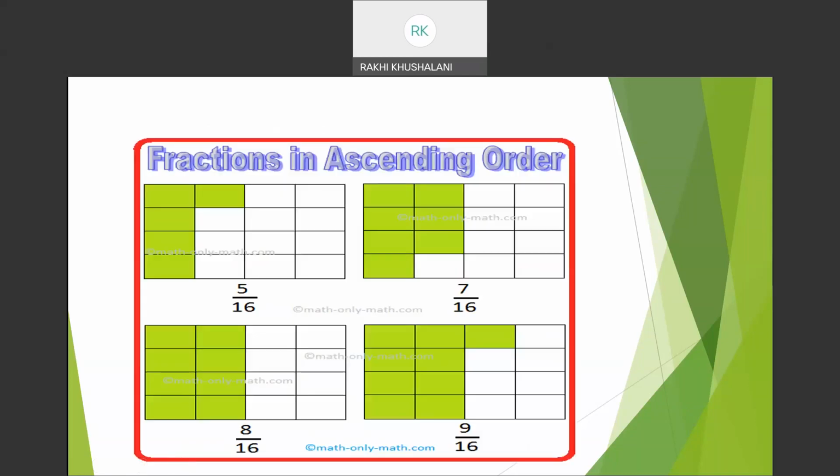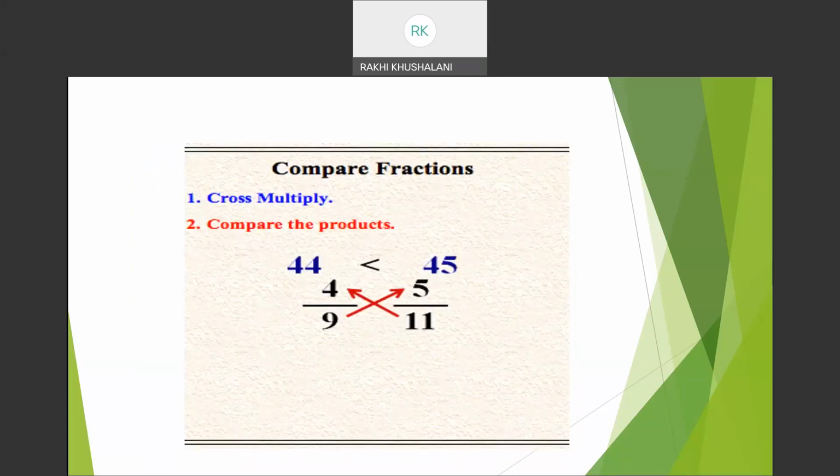Now, arranging the fractions in some order. What does that mean, arranging the fractions in some order? It means first, obviously, you have to do the comparison. And then only you can arrange them in order. But suppose you have just got 2 fractions to compare. The comparison becomes very, very easy.